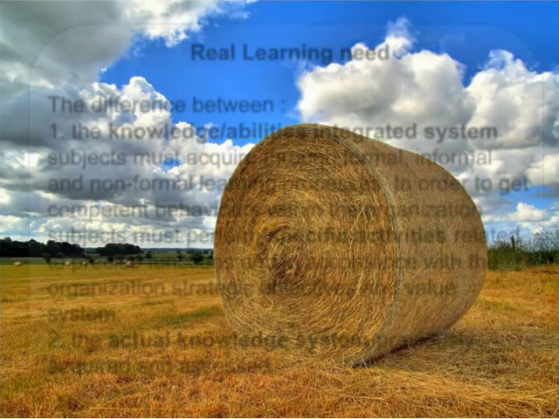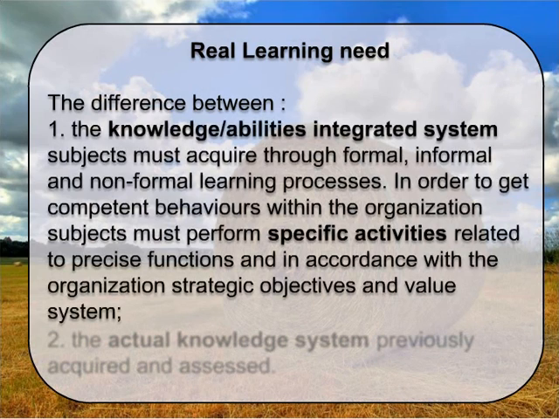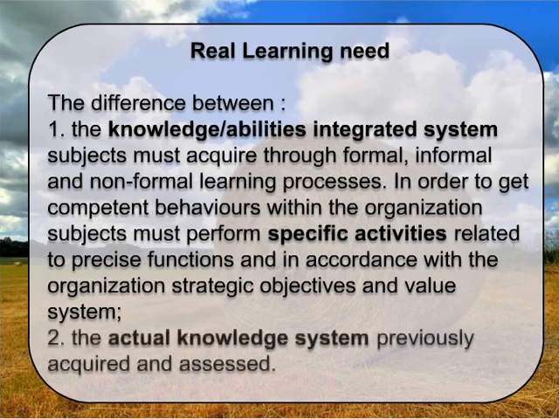Now the real learning need can be defined as the difference between 2 systems: the knowledge and abilities integrated system subjects must acquire through formal, informal and non-formal learning processes, in order to get competent behaviors within the organization, subjects must perform specific activities related to precise functions and in accordance with the organization's strategic objectives and value system; and the actual knowledge system previously acquired and assessed.